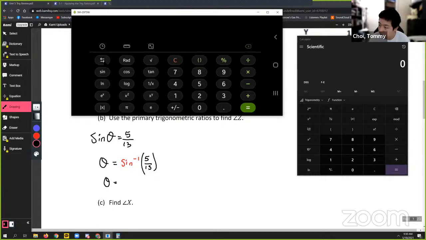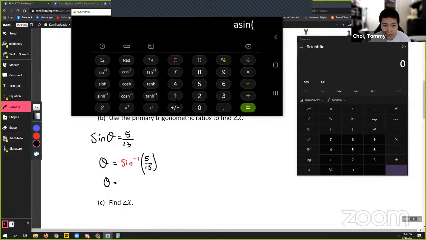So first, you click your second function or shift button. Your signs will change to sine inverse, cosine inverse and tan inverse. For those on a two-line calculator, look at what color your shift or second function button is, and then look for the same color that says sine to the power of -1. That's the one you want to use. So I'm going to click sine to the -1. That gives me my sine to the -1 function.